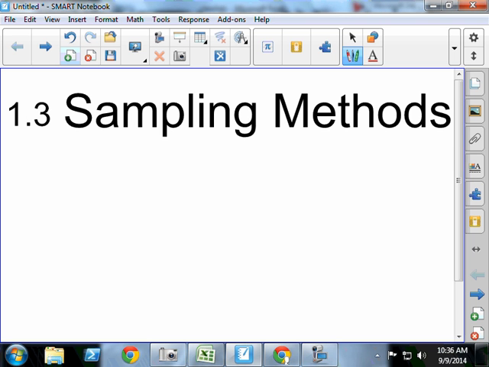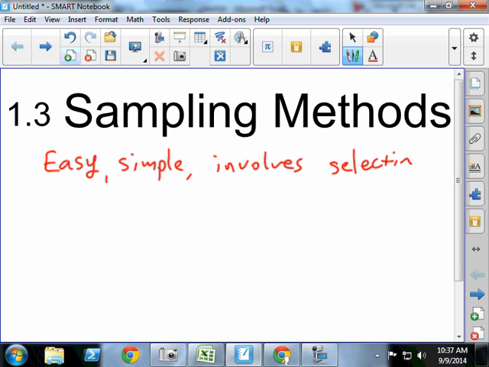One that's real easy, simple, and involves selecting things. I'm going to put an asterisk by the word things. Things could be blades of grass. Things could be restaurants in the 330. Things could be people. People are things. I know it's kind of weird to think of people as things.